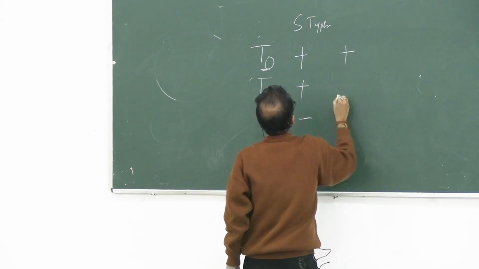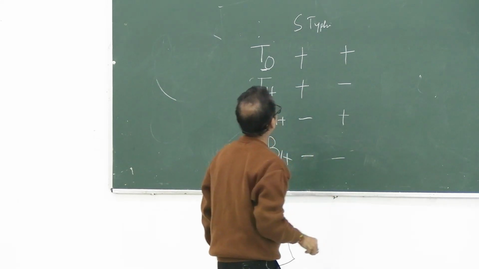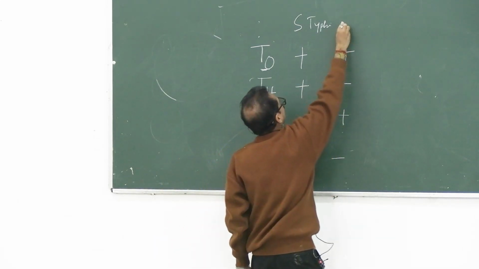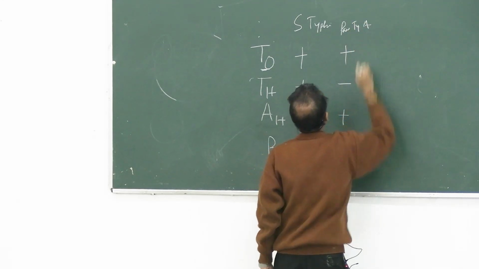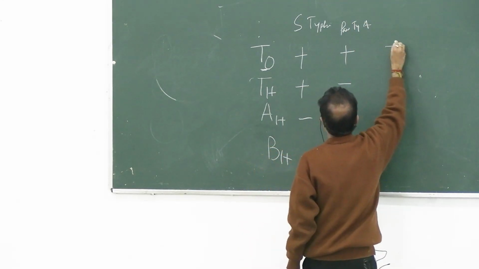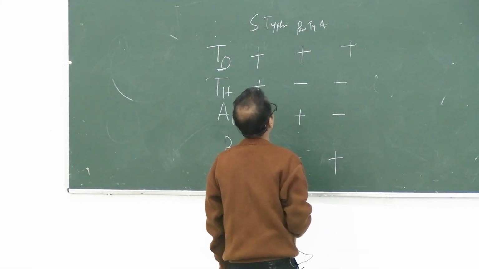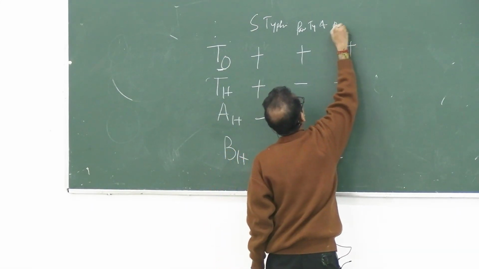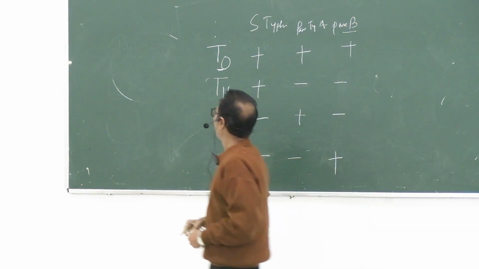TO positive, TH negative, AH positive, BH negative. It is paratyphi A. If TO positive and only BH positive, it is paratyphi B. Anything else?